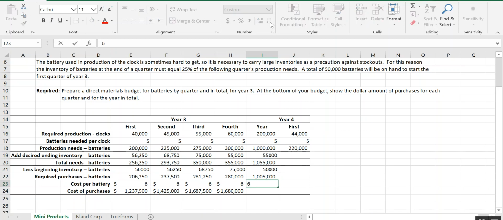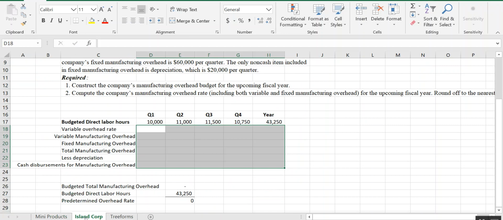Our total cost per battery is still $6, so we take that times the 1,005,000 to get $6,030,000 for the cost of these batteries for the year. That's the entire year. Okay, that's part one. That's the direct materials budget for the batteries.